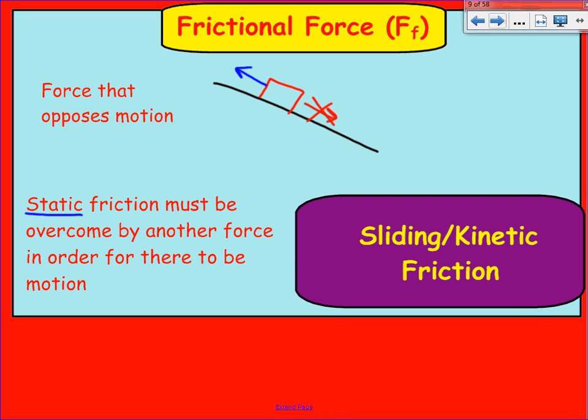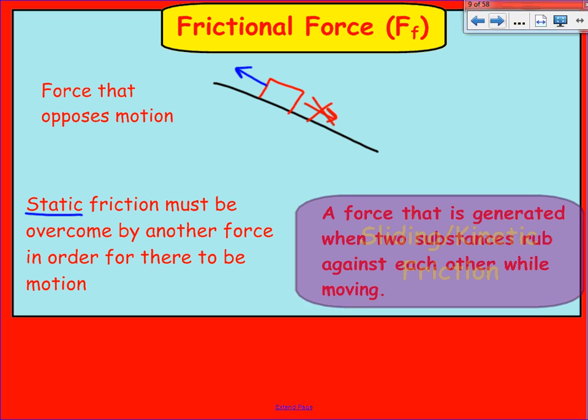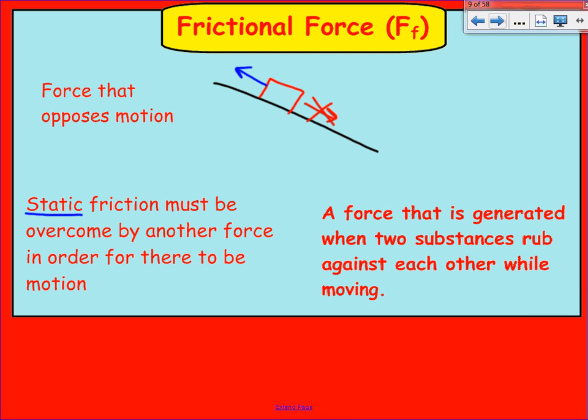The other type of friction then comes into play when you're dealing with an object that is moving. A kinetic friction is a force of friction that's generated when two substances are rubbing against each other while moving. Once again, this is specific for kinetic friction, or a friction that's coming from motion.